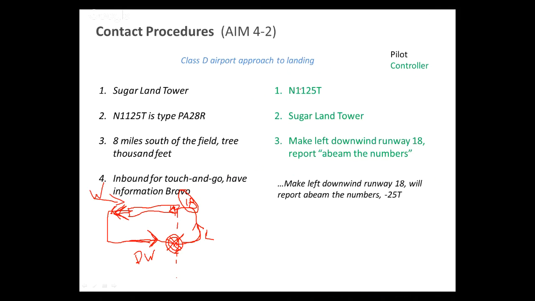So again, November 1125 Tango, Sugarland Tower, make left downwind, runway 18, report abeam the numbers. I'm going to recite that clearance and then re-identify myself. Make left downwind, runway 18, will report abeam the numbers, 25 Tango. So I know that my pattern entry clearance is a left downwind, and I'm going to report abeam the numbers right here.